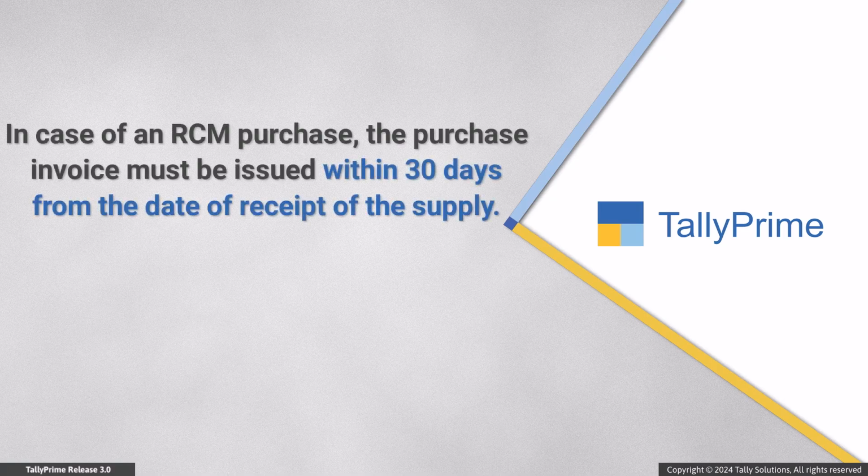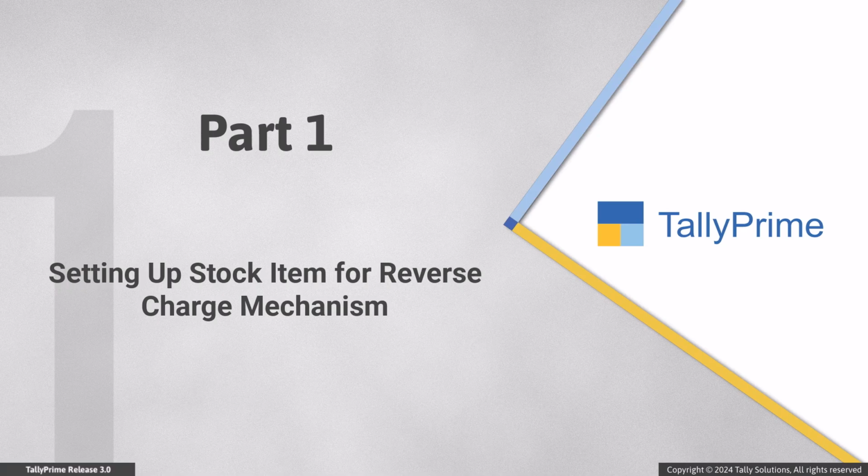As per the new rule by the department, in case of an RCM purchase, the purchase invoice must be issued within 30 days from the date of receipt of the supply. This video will take you through the process of recording a purchase voucher under RCM. Let's first see how to set up a stock item or service ledger for reverse charge mechanism.